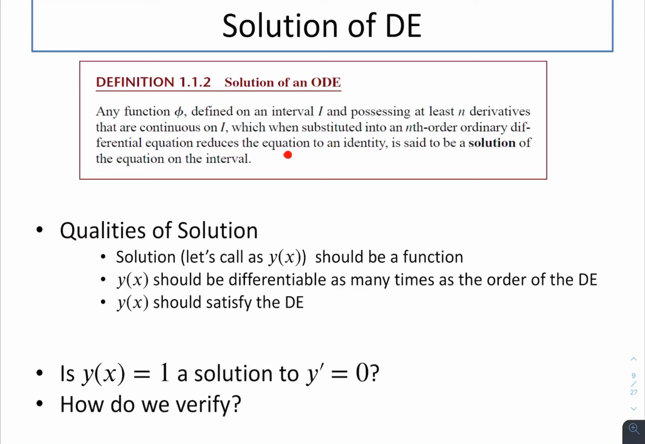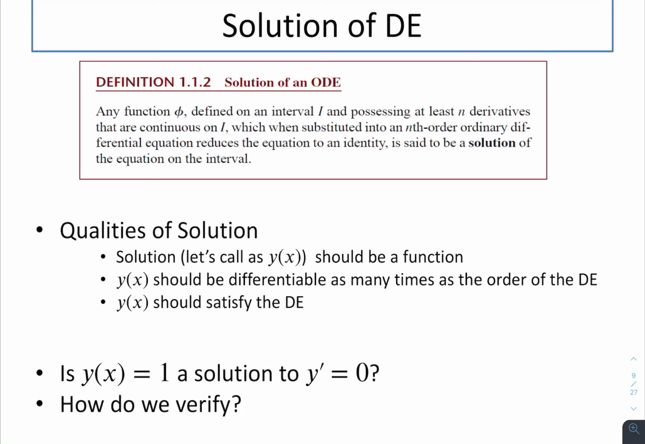That equation should reduce to an identity. Basically, the left-hand side has to be equal to the right-hand side. If these things happen, then we say this function y is a solution to the differential equation on that particular interval.